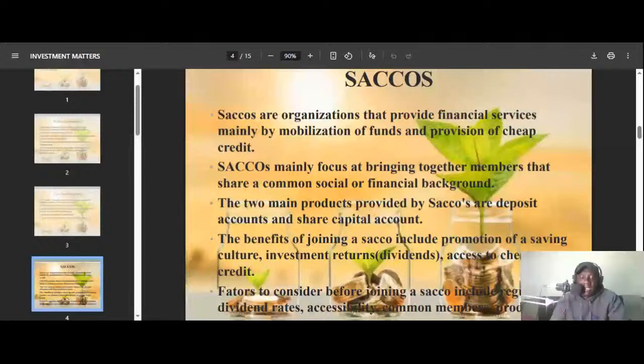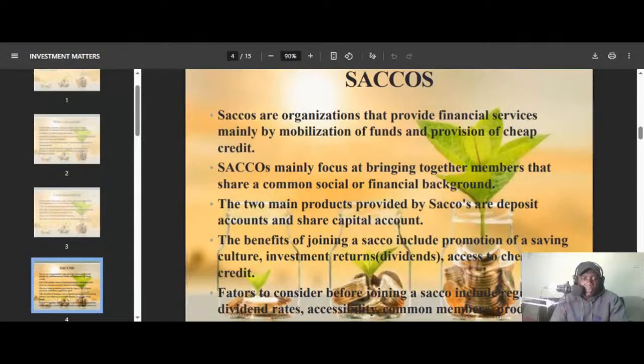So as you join, keep it at the back of your mind, the other thing that you need to note, that despite the lack of liquidity, SACCOs still have a number of benefits. Number one is promotion of a saving culture. And how does a SACCO create a saving culture? There's a minimum amount that you should deposit in a SACCO monthly, and you must do it if you want to continue to be a member of that particular SACCO.